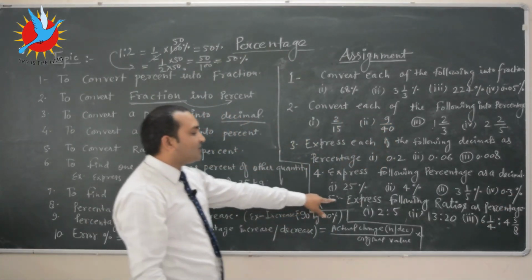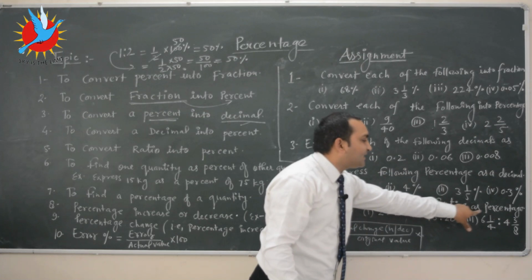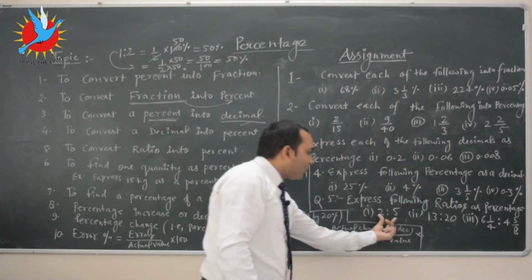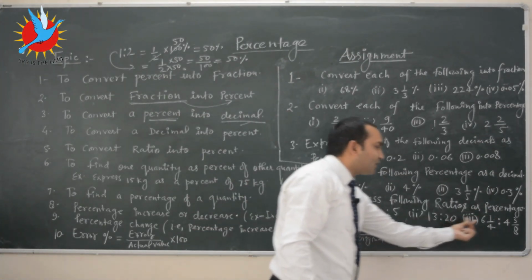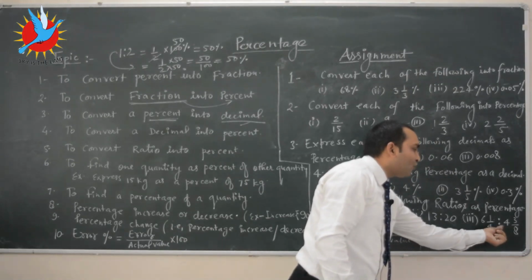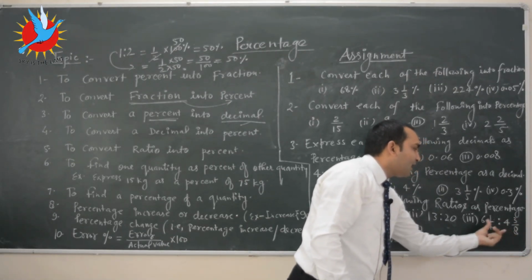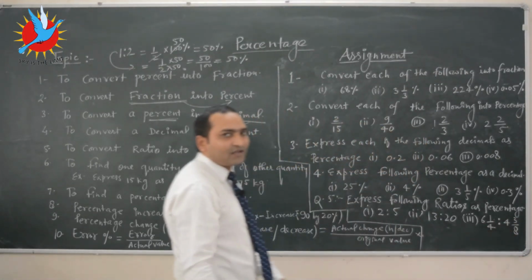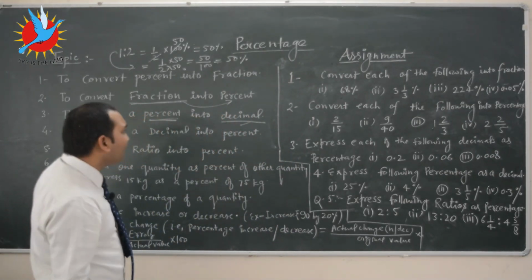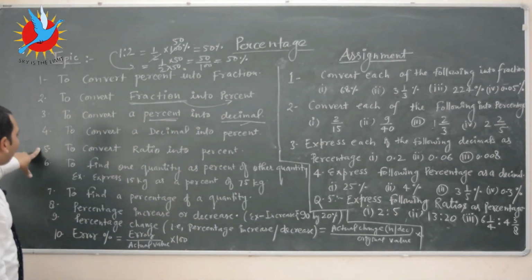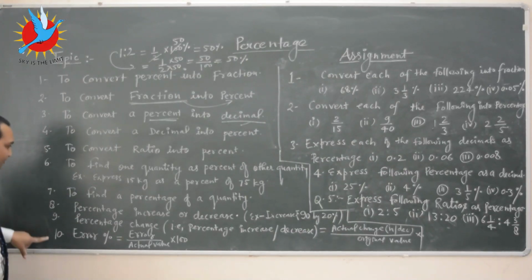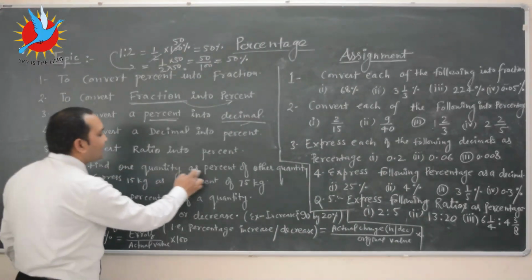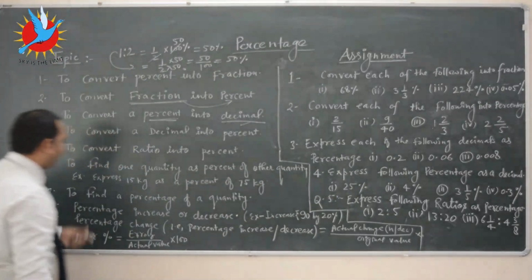Next, fifth one, express the following ratios as percentage. So 2:5, 13:20, 6 whole 1/4 ratio, 4 whole 3/8, and convert these ratios into fractions and then convert into percentage. So 5 topics we already discussed, and the next topic, that is the 6th topic, is to find one quantity as a percentage of the other quantity.